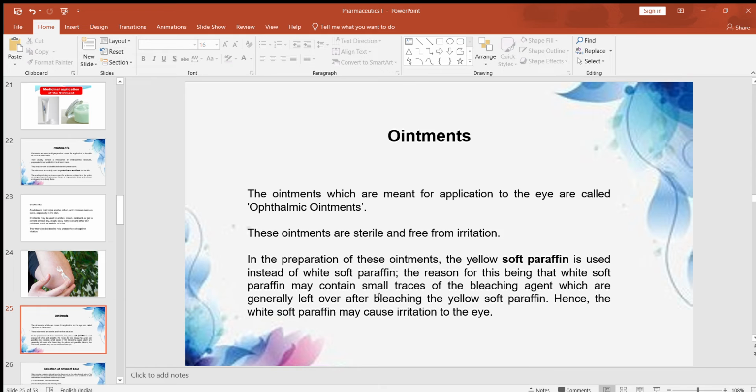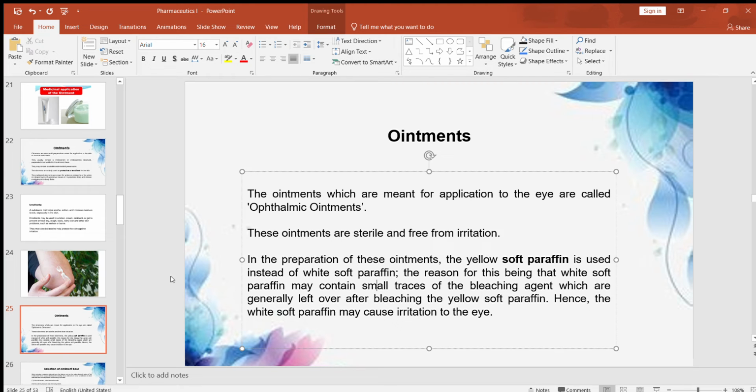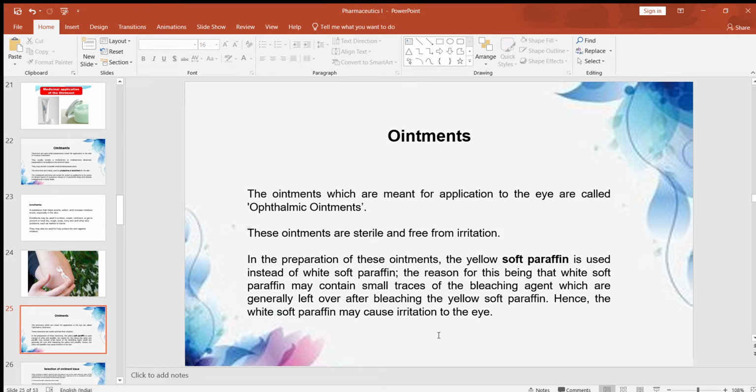And if these bleaching agents are present in white soft paraffin, and if we use such paraffin in making simple ointment, which we then use in making an ophthalmic preparation, then because of the bleaching agent the formulation may cause irritation to the eyes. If traces of bleaching agent are present in white soft paraffin, and we use such white soft paraffin in ophthalmic ointment, that bleaching agent may cause irritation to the eyes.